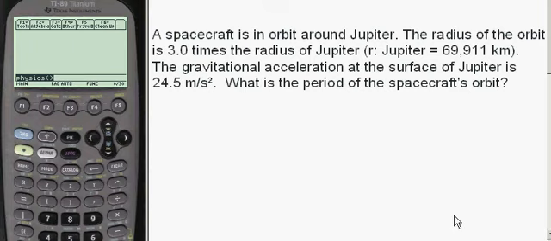You can see the problem on the screen. A spacecraft is orbiting around Jupiter, and they're asking for the period of the spacecraft's orbit. Period is the time the spacecraft takes to go one revolution around the planet.